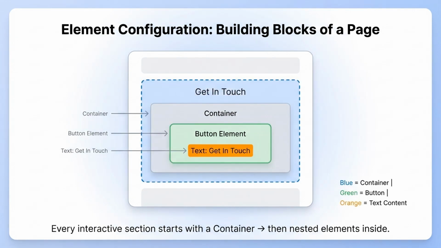Visualizing this nesting is really helpful. The container, shown in blue, is your outermost wrapper. Inside it, the button element in green is a self-contained interactive component. And inside the button, the orange text is the actual content the user reads and clicks. Each layer has a specific role, and understanding this hierarchy makes it much easier to configure and style each part independently.